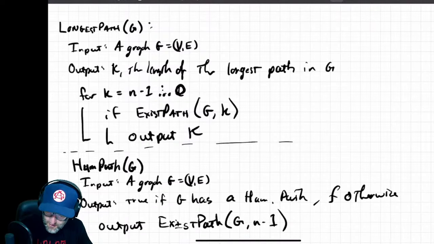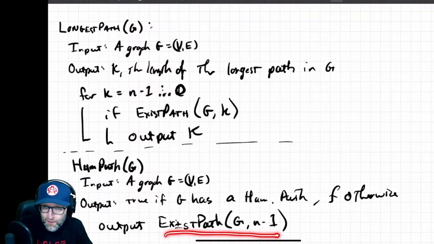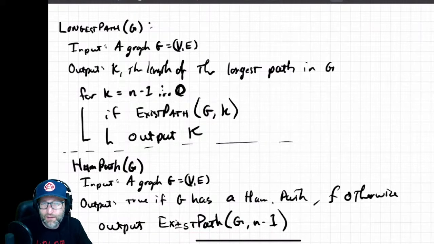If that says no, there does not exist any path of length n minus 1, that means that there's no Hamiltonian path. If it says yes, there does exist a path of length n minus 1, then it does have a Hamiltonian path. Right? It's as simple as that.